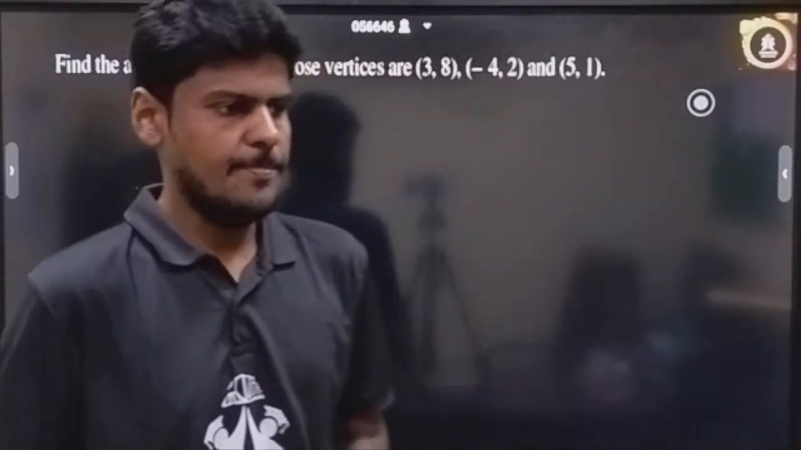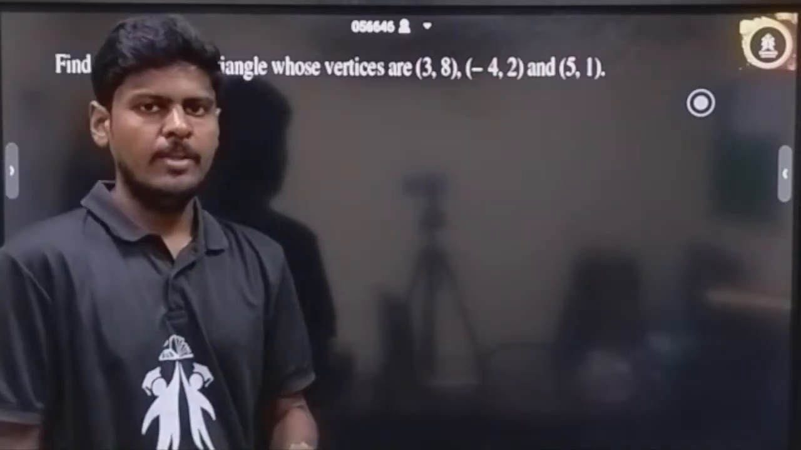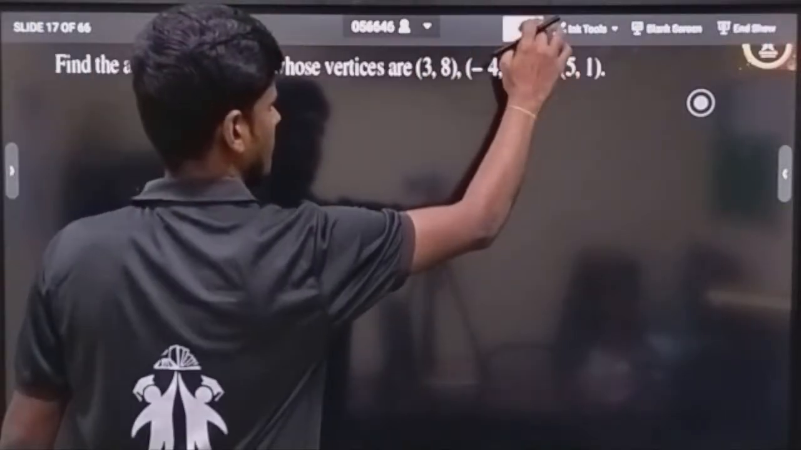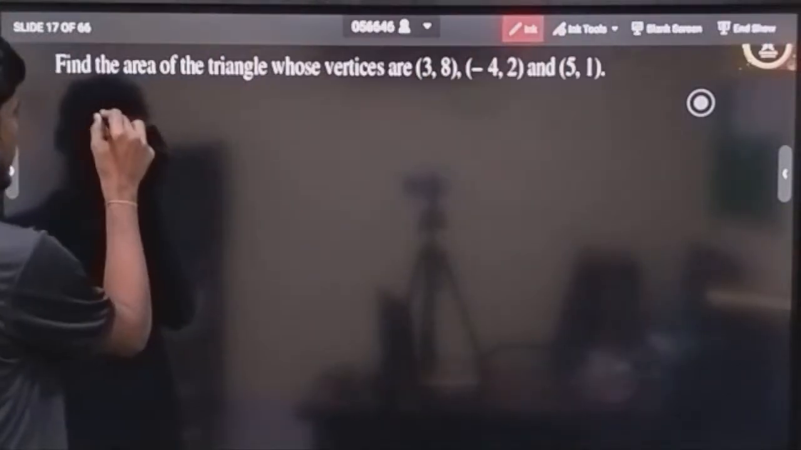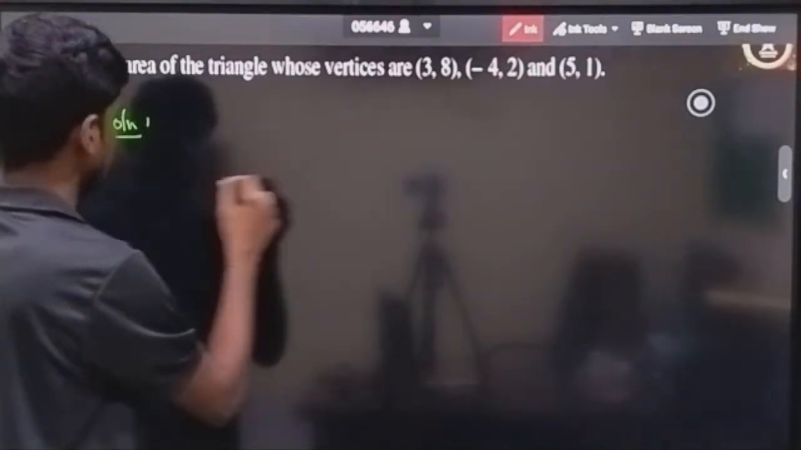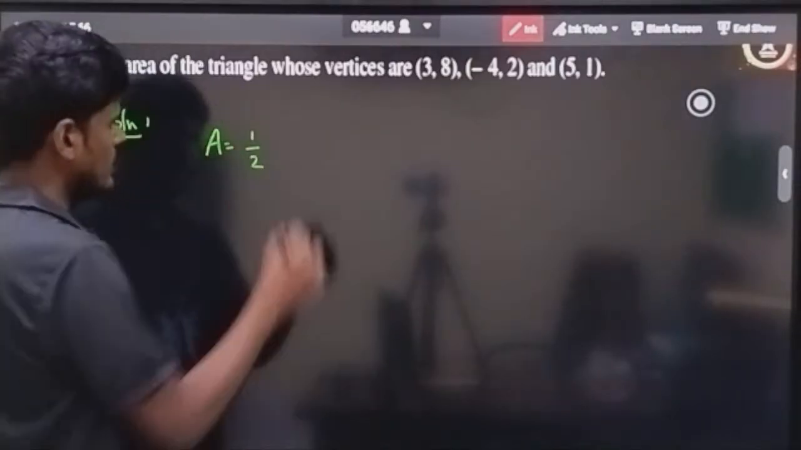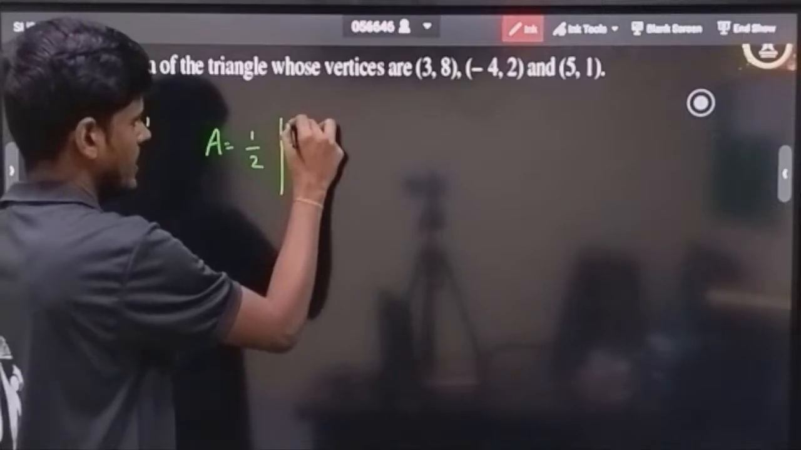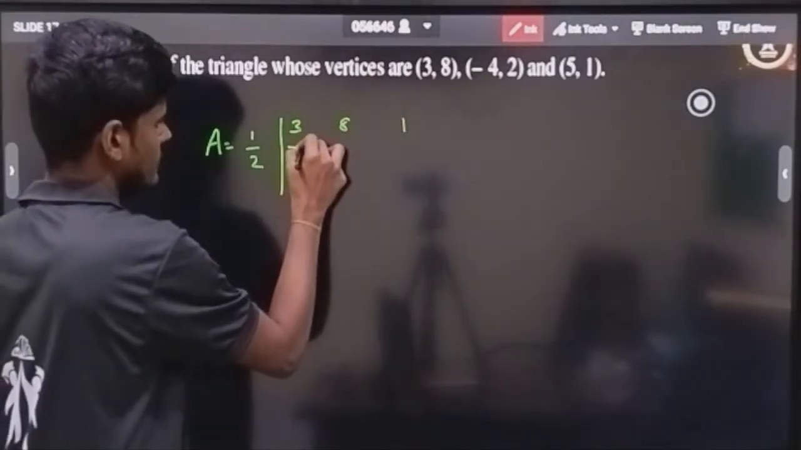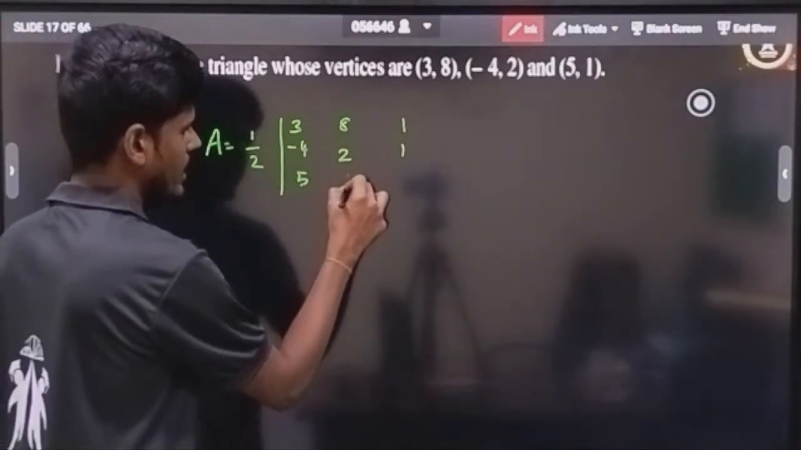We will consider one example and solve this. Find the area of triangle whose vertices are given. We know 3 points, we should find the area of triangle. Now how to find the area? Area of triangle is given by half into determinant of, write the point x1 y1 1, x2 y2, that is -4 2 1. Next value is 5 1 1.